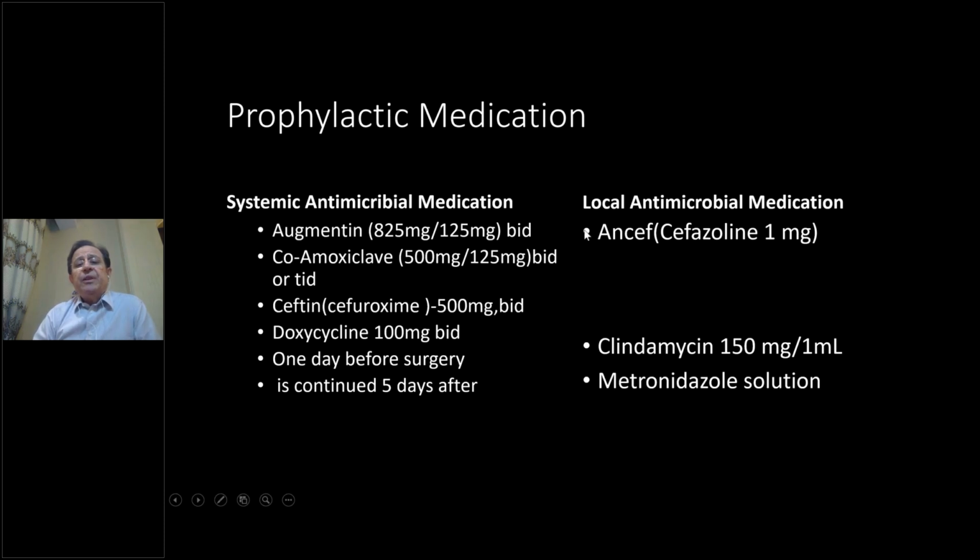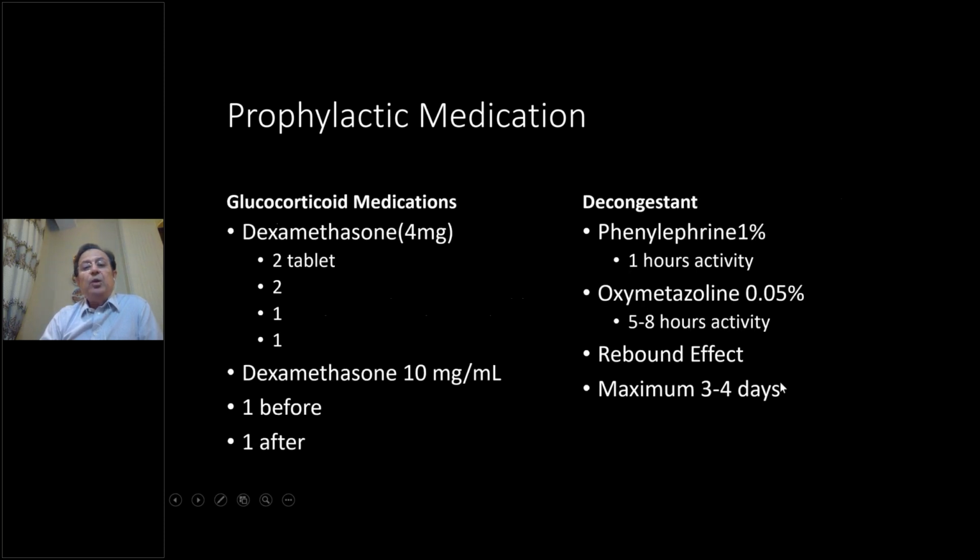Some surgeons prefer to have a local antimicrobial medication, for example, cefazolin or clindamycin, both of them injectable. For example, cefazolin 1 milligram must be mixed with the biomaterial while filling the sinus, or clindamycin, or metronidazole, based on the case. The metronidazole solution is only available in the hospital, but it can be mixed with the biomaterial to fill the sinus.